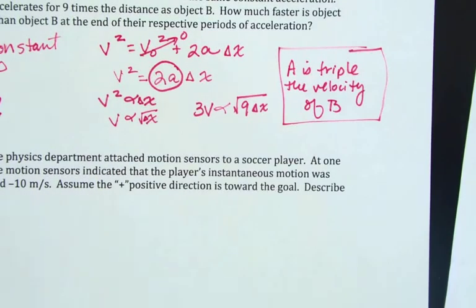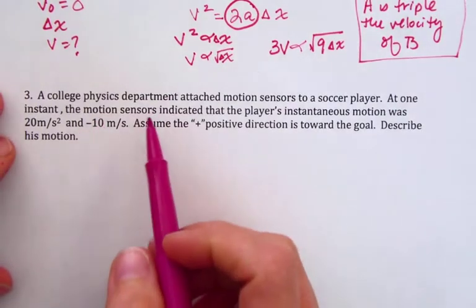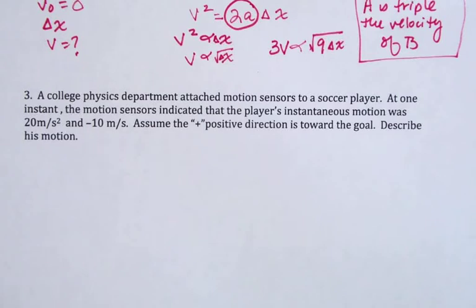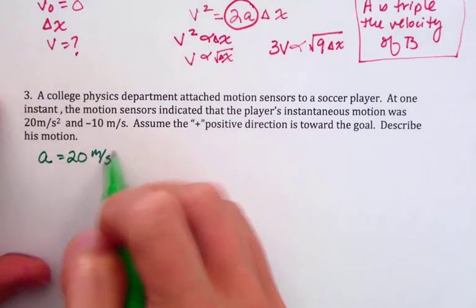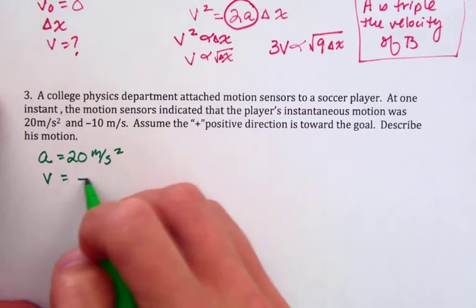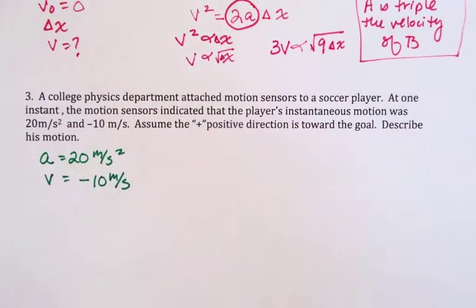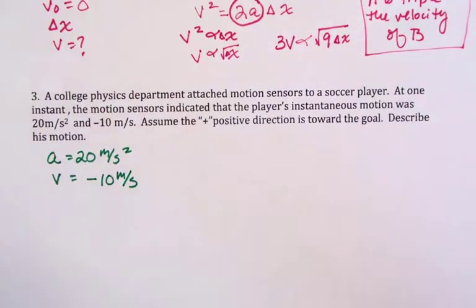Okay, so the last one. At first glance you're like, oh, that looks pretty easy, and you could probably simplify it. But what's happening is we have a college physics department, and they attached motion sensors to a soccer player. At one instant, what it showed was that the acceleration was 20 meters per second squared, and that the velocity at that instant was negative 10 meters per second. And it wants us to describe his motion, to talk about how he is moving.